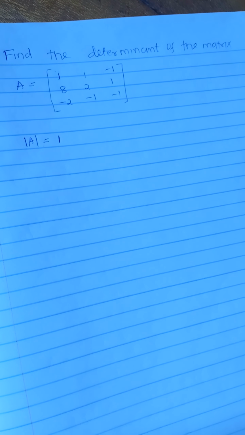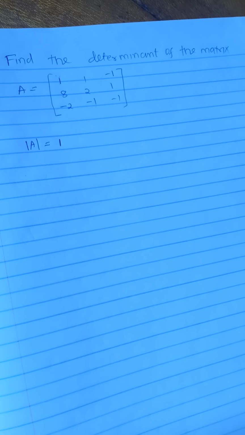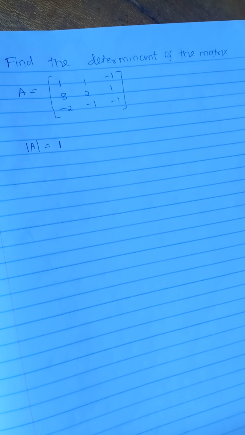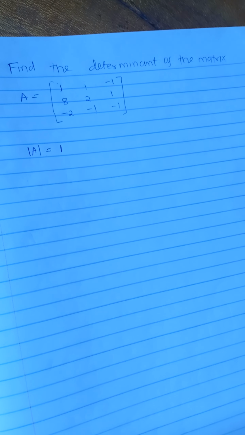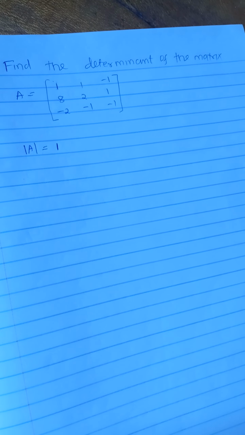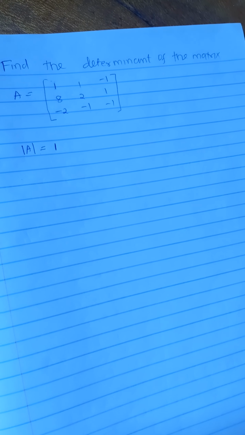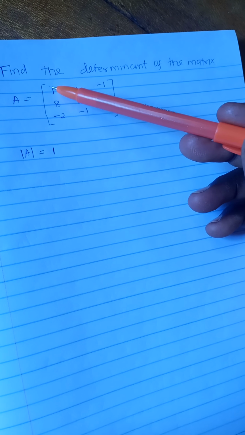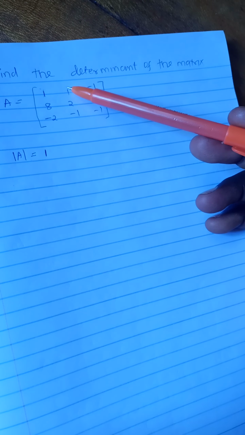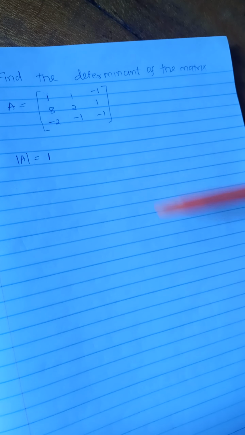Distinguished ladies and gentlemen, let us have a look at this question: find the determinant of the matrix. We have a matrix of the order 3 rows and 3 columns, that is, of the order 3 by 3. Now, for us to find the determinant of this matrix, let us proceed in this manner. We will have to take the signs: the positive of 1, the negative of 1, and the positive of negative 1.